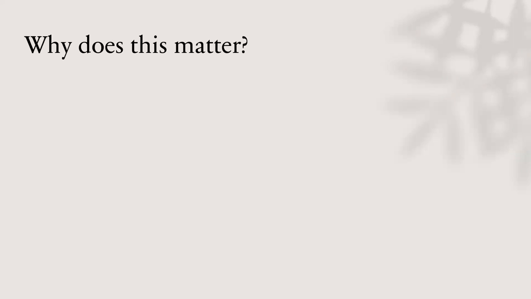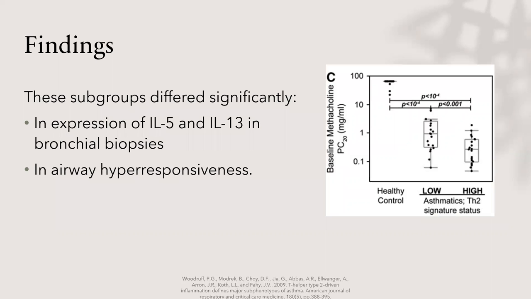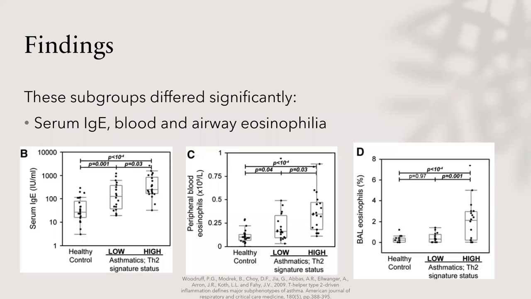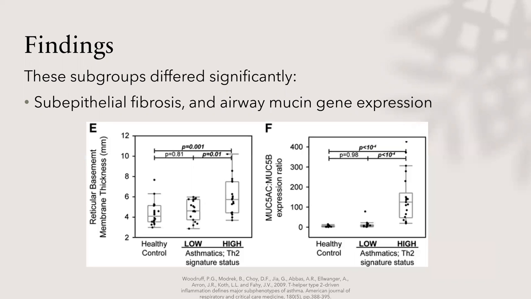Why does this matter? The biggest thing here is that when they compared them side to side, there was improved airway hyperresponsiveness in patients with type 2 high asthma. This is in response to methacholine challenge. So it's important that if you see a type 2 high asthmatic, you will know they'll have improved airway hyperresponsiveness. The other thing that you will also see is that they'll have higher amounts of serum IgE, blood and airway eosinophilia, which is something that also harkens back to the earlier studies we discussed. And then finally, you also see increased mucin gene expression, subepithelial fibrosis.